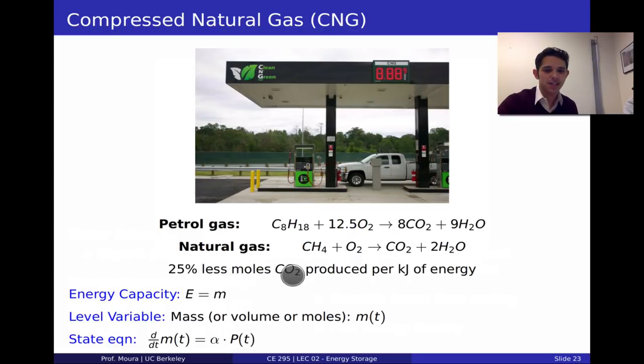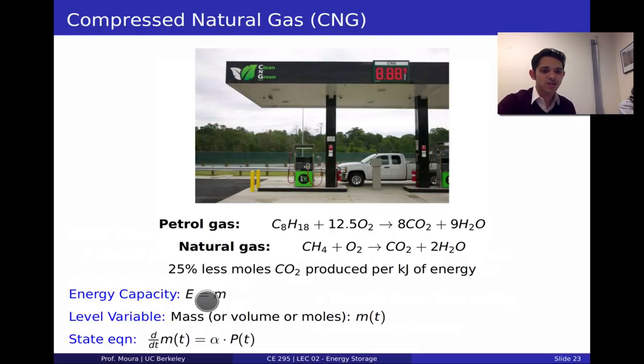Now, something that's of interest here is, you know, what's the difference between petrol gas, or isooctane, specifically what I'm showing here, and natural gas, namely methane. Well, you can see for 1 mole of isooctane, I produce 8 moles of CO2. And then for 1 mole of methane, I'm only producing 1 mole of CO2. So that's why, in some sense, natural gas is cleaner burning, so to speak, because as a byproduct, for every mole, it produces fewer moles of CO2. Now here I'm saying 25% fewer moles of CO2 produced per kilojoule of energy. So that's in the unit of energy that's stored in the bonds of these two hydrocarbons here. Okay, so that's why natural gas is considered more environmentally friendly, because it produces fewer moles of CO2 per unit energy and per unit mole.